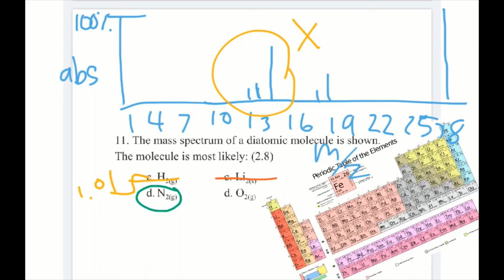And I know there's a C and a D. That's weird. Let me fix that and make that an A and make that a C. Sorry for the confusion. How about this? I'll make this a B as well.